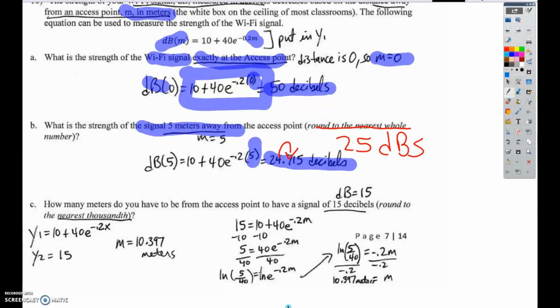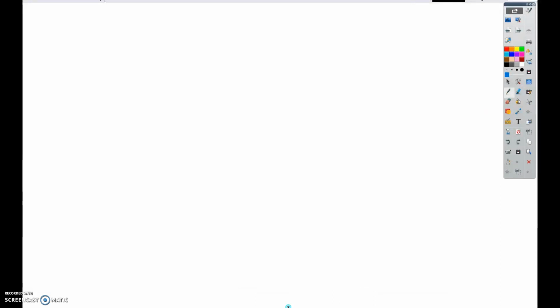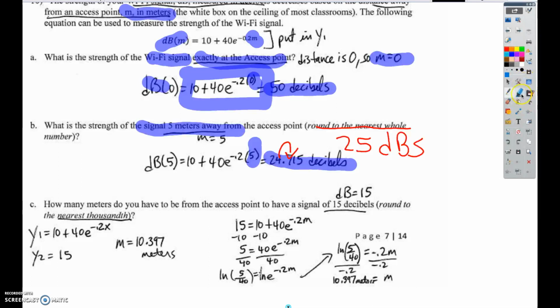In part C, it talks about this time, what happens when I've got a signal of 15 decibels. This time, the 15 is going in the variable over to the left of the equal sign. So now I'm solving for little m, and as you remember, that's going to take ln to basically get rid of this e. But first I must get rid of all the numbers surrounding e so I can take the natural log of both sides.